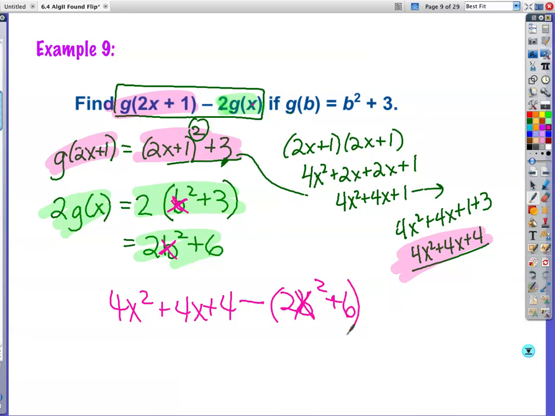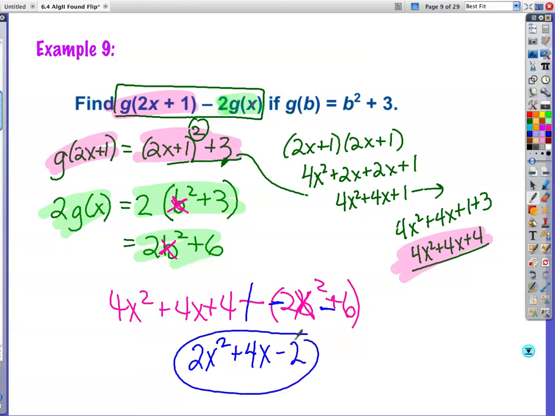All right, now remember how we did this earlier this chapter? I think it's one of those things we're still kind of struggling with a little bit. Plus, minus, minus. So my suggestion, just switch the signs, otherwise multiply by -1. 4x squared minus 2x squared is 2x squared. I don't have anything to join the 4x with, and then in the end I have a plus 4 and a minus 6, so that's minus 2. Holy cow, that's our answer right there.